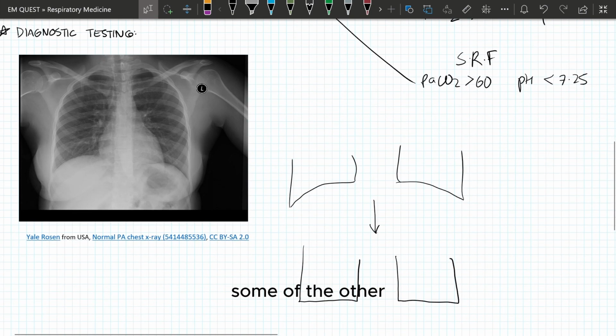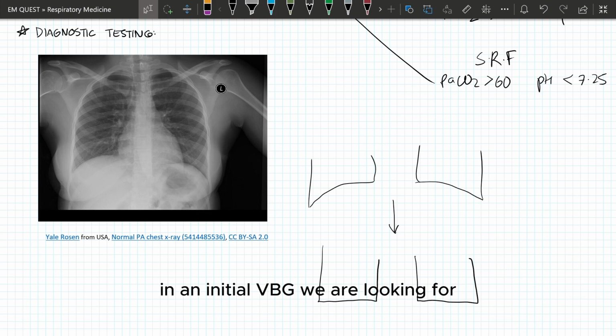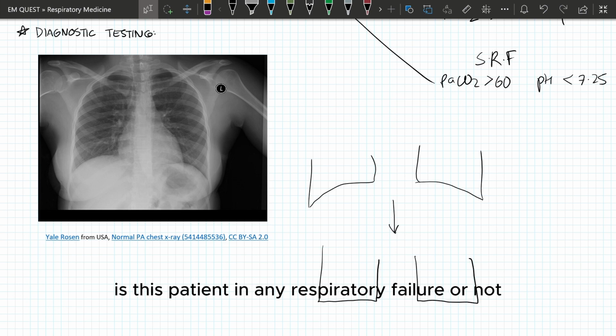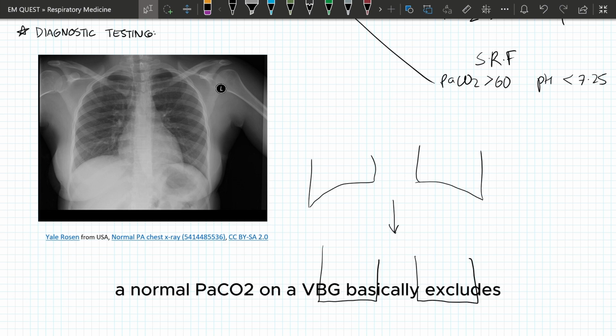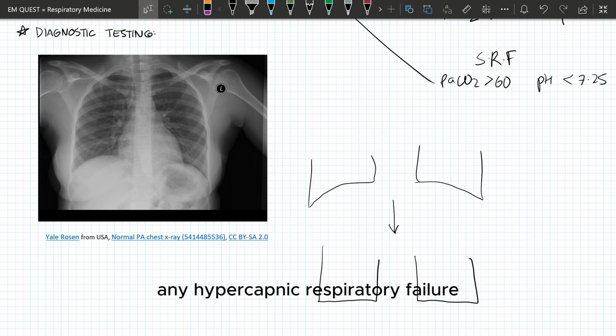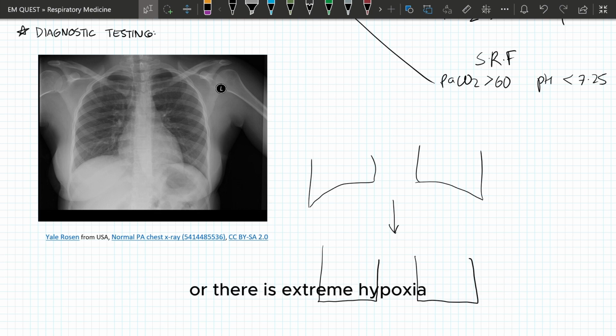Some of the other diagnostic testing that we can do is VBG. In an initial VBG, we are looking at whether this patient is in any respiratory failure or not. So we're looking at PaCO2 and we're looking at the pH. A normal PaCO2 on a VBG basically excludes any hypercapnic respiratory failure. But if you see that there is extreme hypercapnia or extreme hypoxia, then we need to get an ABG to confirm that.